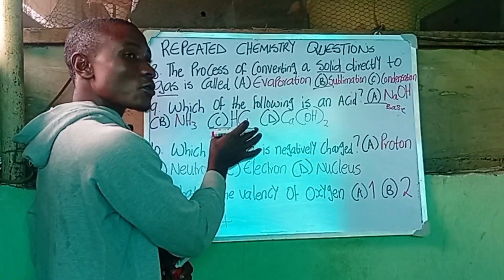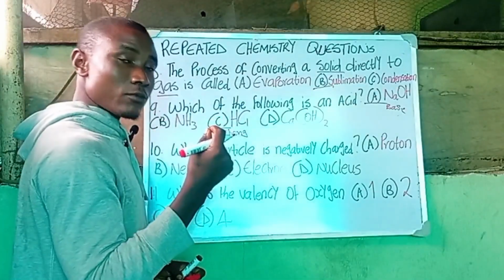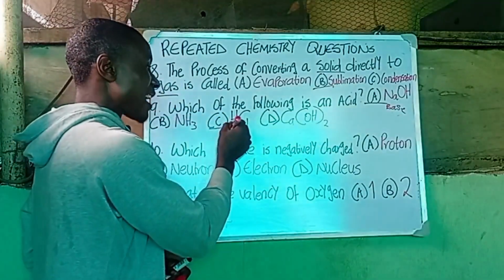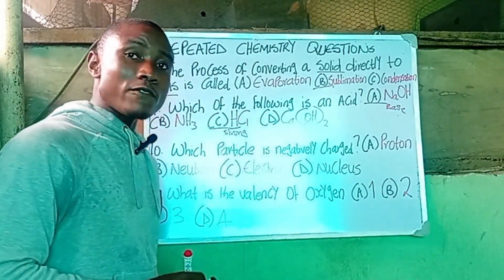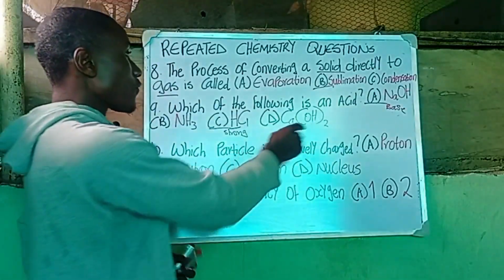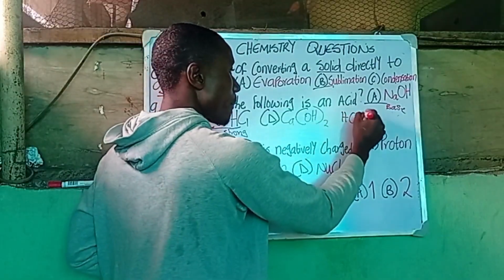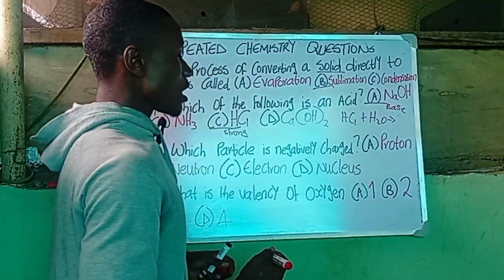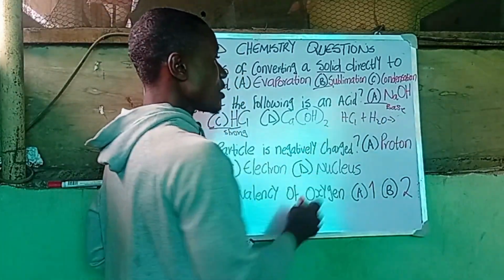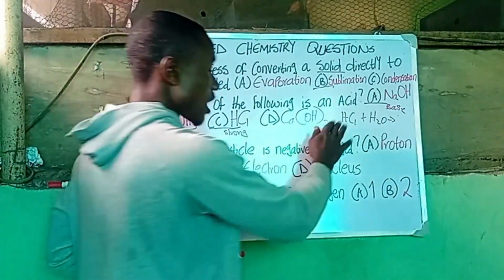How come we know that this is an acid? We know that an acid is the only substance which, when it dissolves in water, gives out hydrogen ion as the only positively charged ion. So if you do HCl plus H2O, it is going to give out hydrogen ion as the only positively charged ion.